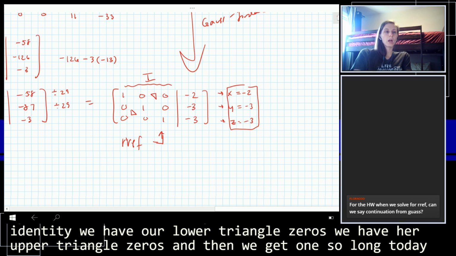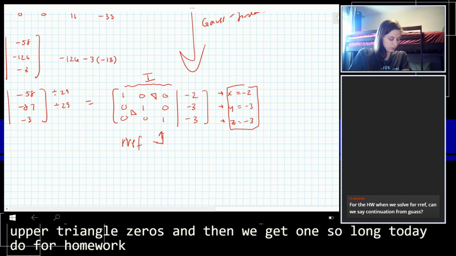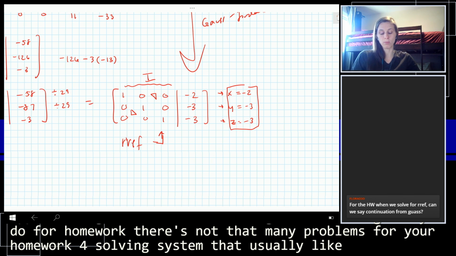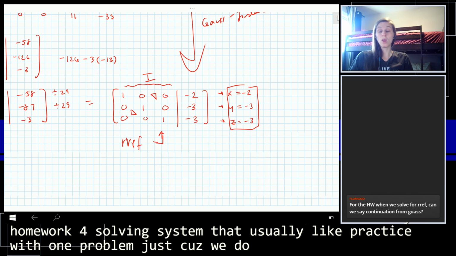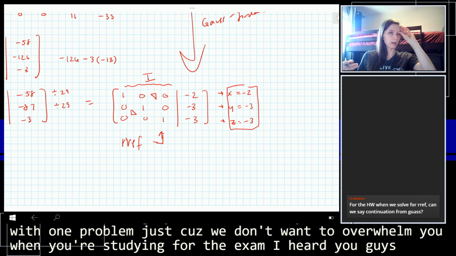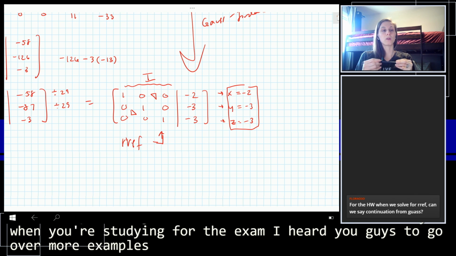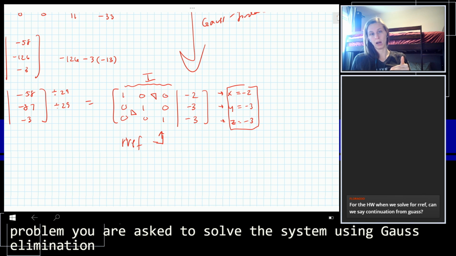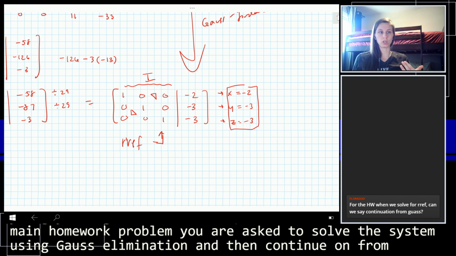For homework, there's not that many problems for solving systems. It's usually just one problem, because we don't want to overwhelm you. When you're studying for the exam, I encourage you to go over more examples. For the main homework problem, you are asked to solve the system using Gauss elimination and then continue on for Gauss-Jordan elimination.